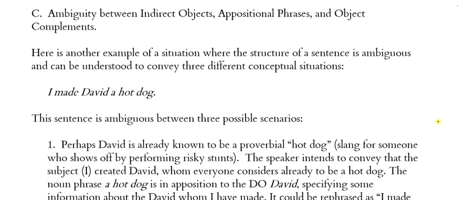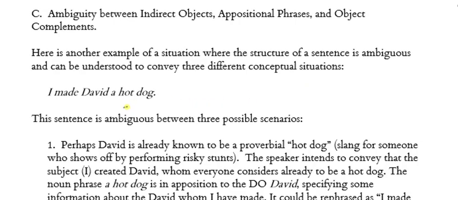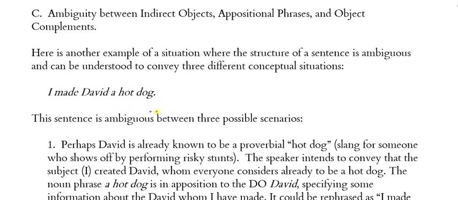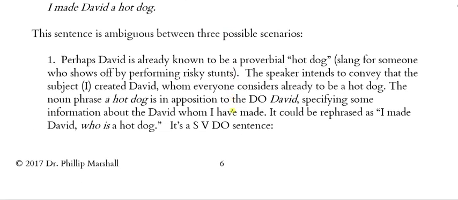Now in part C here, we have some ambiguity between indirect objects, appositional phrases, and object complements. Here's another example then of a situation where the structure of a sentence is ambiguous and can be understood to convey three different conceptual situations. I made David a hot dog. This sentence is ambiguous between three possible scenarios.